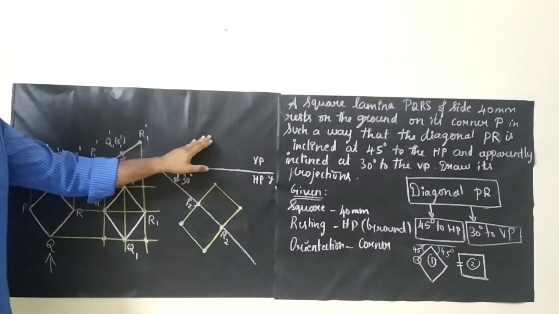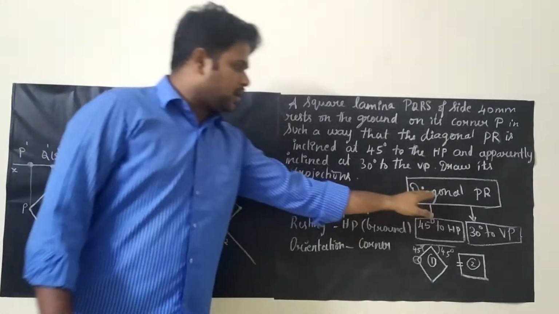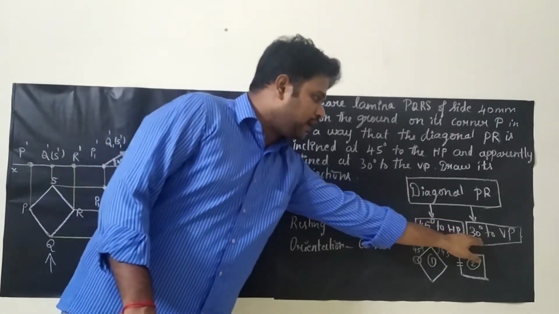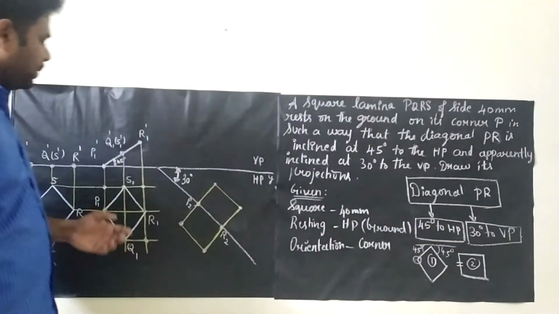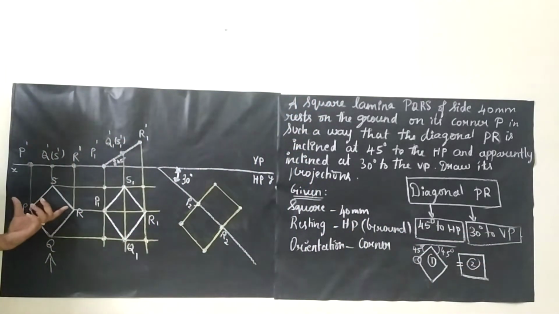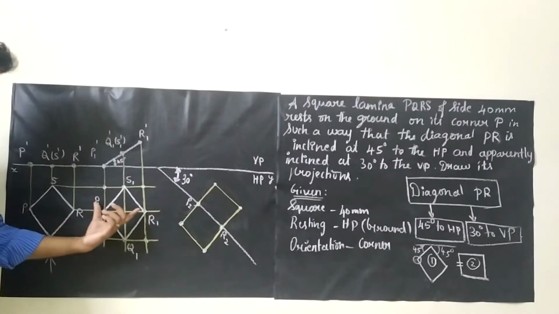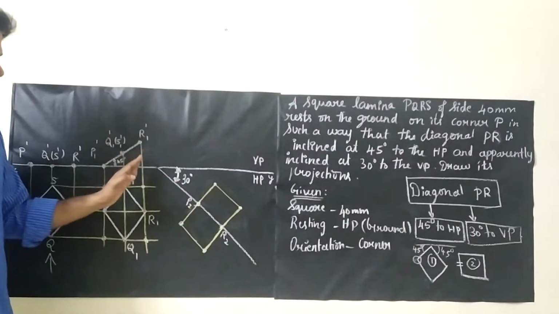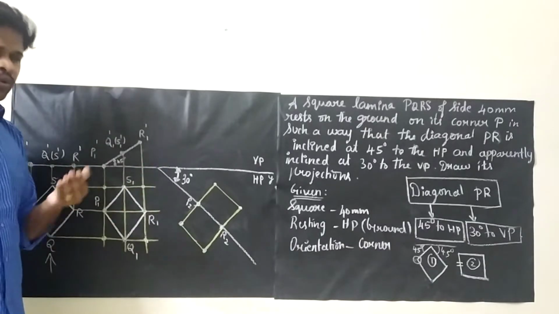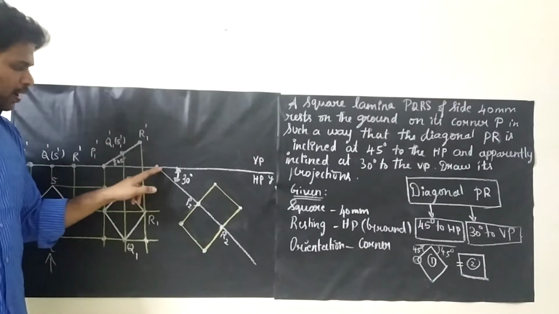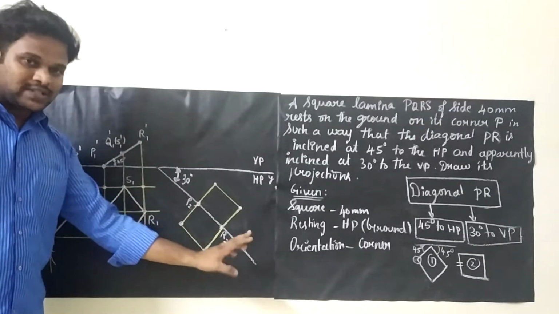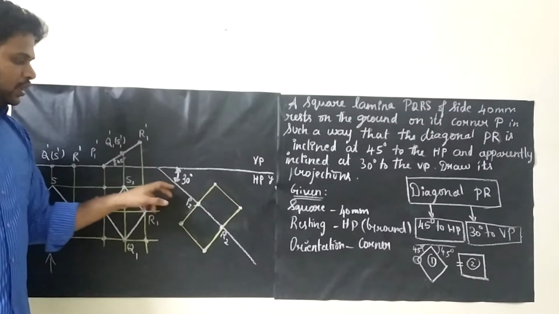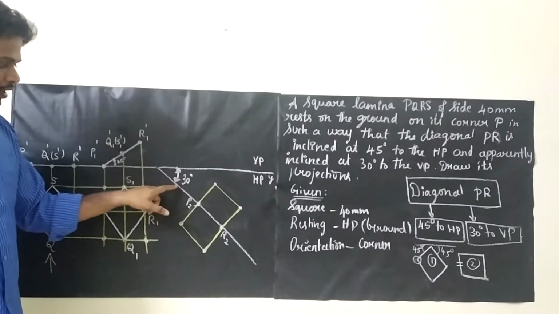Next we are going to do edge inclination. For edge inclination, it is clearly given that diagonal PR has to be inclined 30 degrees to VP. So diagonal PR is this one. This is the diagonal. We are going to incline this diagonal PR 30 degrees. So approximately 2 or 1 centimeter distance, mark a point and draw a line to some distance. The angle should be 30 degrees. Keep your protractor here, take 30 degrees and draw a line.